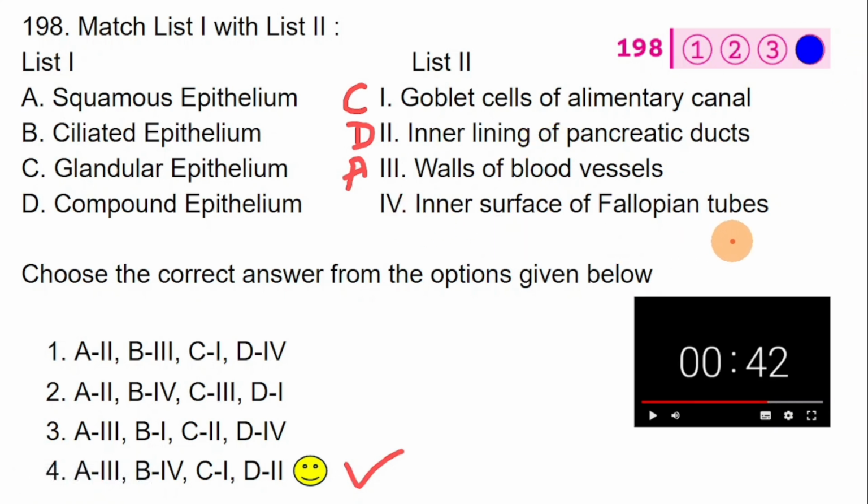It will be ciliated epithelium. It helps in movement of the secondary oocyte. So B is 4. Another example of ciliated epithelium will be bronchiole. So see, it is so easy when your concept is clear. Solving MCQ is actually so much fun.